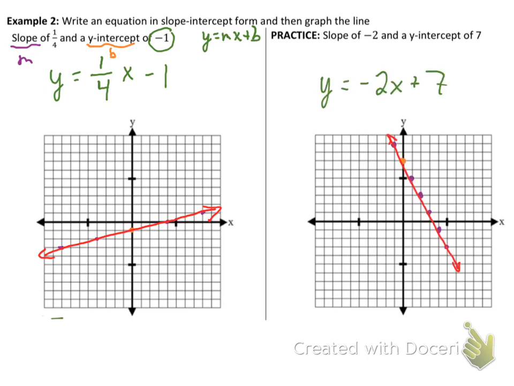Alrighty, check your work on that practice problem. Y equals negative 2x plus 7. Make sure your graph looks good. That's going to wrap it up for this video. In the next one, we will practice a little bit more challenging questions, like what if you're not given the y-intercept?